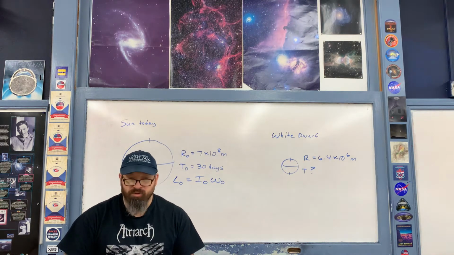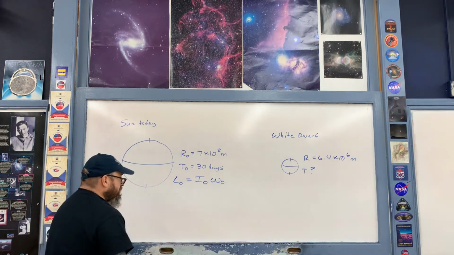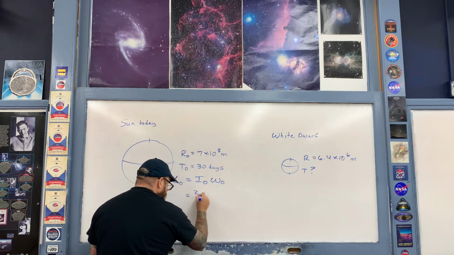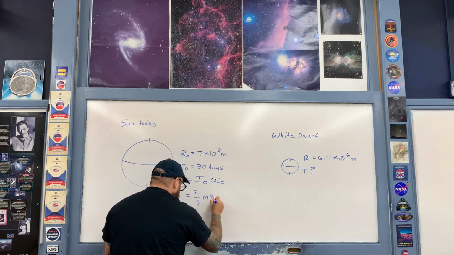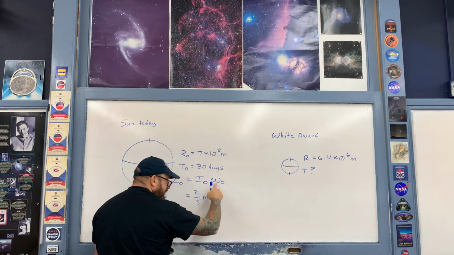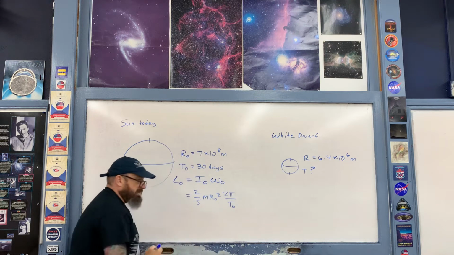As we undergo this process, however, remember we're assuming that there is no mass loss. So before the sun eventually collapses down, we have its rotational inertia, 2/5 m r naught squared, multiplied by its angular speed as it is today. Let's write that as 2 pi divided by the period, capital T naught.